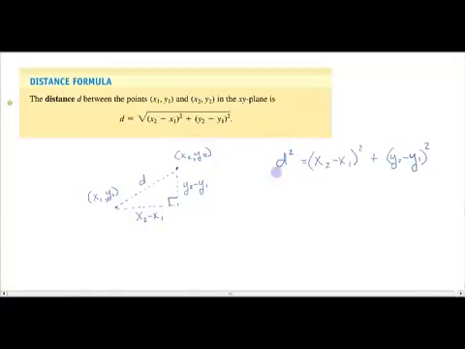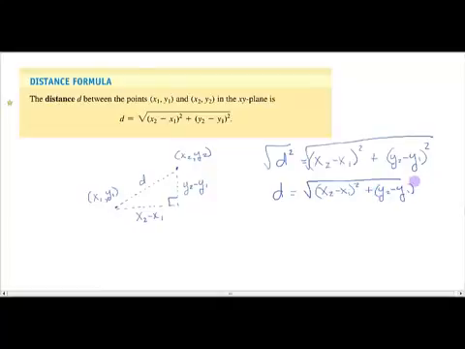Now to get the d by itself, I simply take the square root of both sides. And I know I'm not going to put the minus because this is talking about a length or a distance which can't be negative. So that gives me my distance formula, which came directly from my Pythagorean theorem.